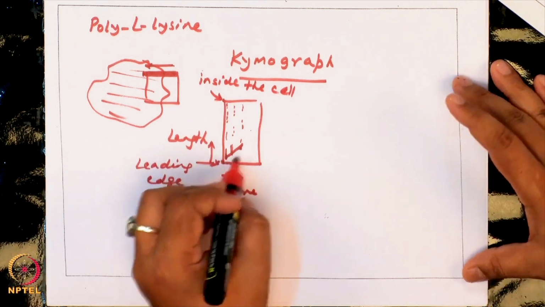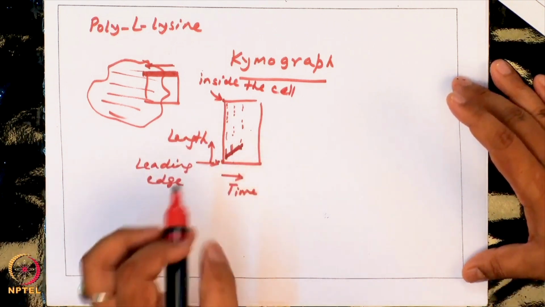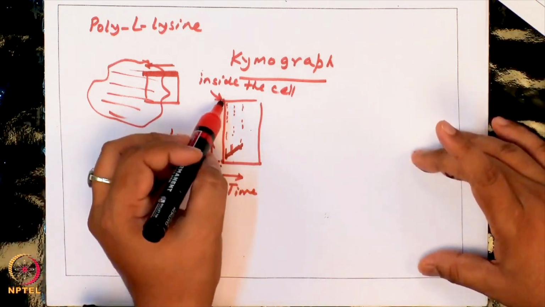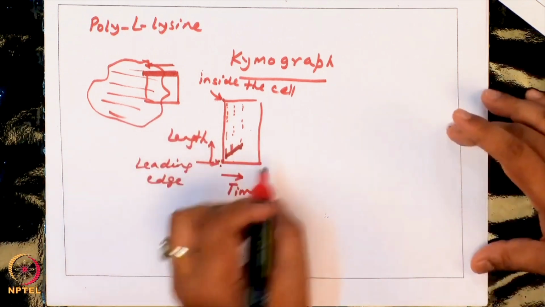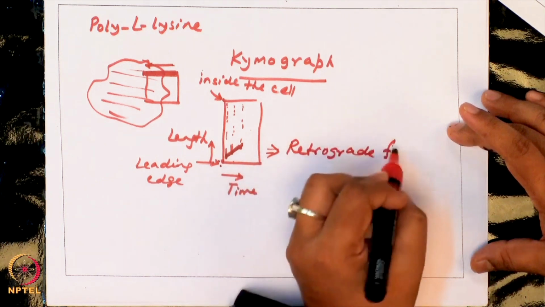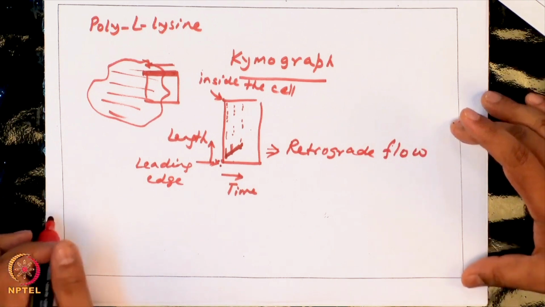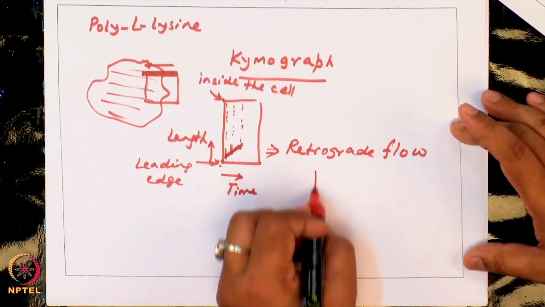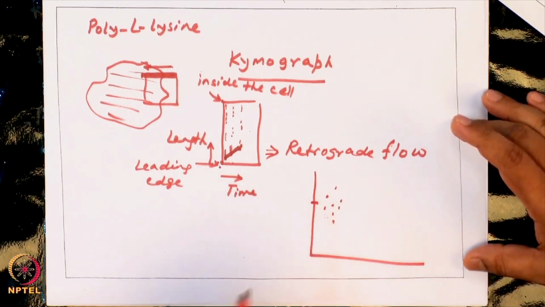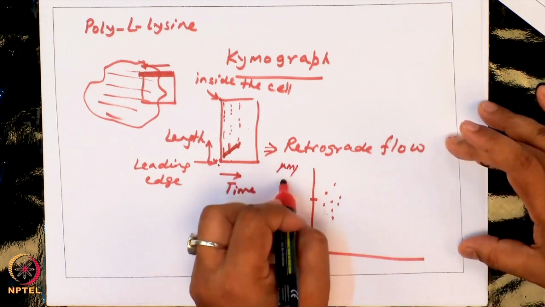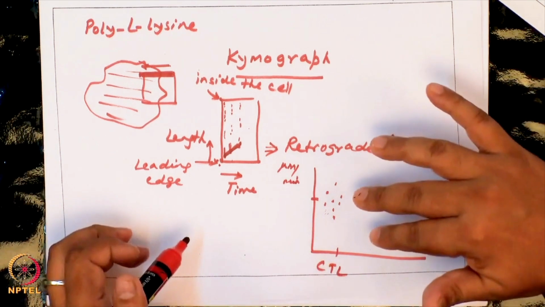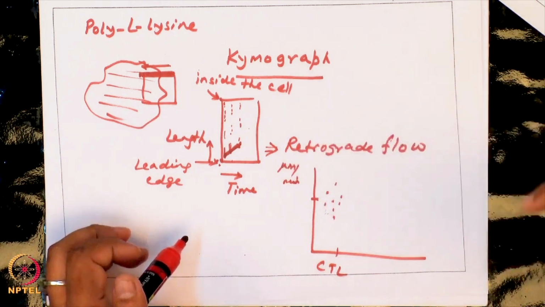By connecting these dots, I will get these lines, and what you find is, because this is the leading edge and this is the trailing edge, this is some point inside the cell, the slope would give us retrograde flow. So, you have a given retrograde flow. You can do multiple measurements and you can get some value of retrograde flow, in terms of microns per minute or microns per hour. Under control treated conditions, the authors observed some retrograde flow.